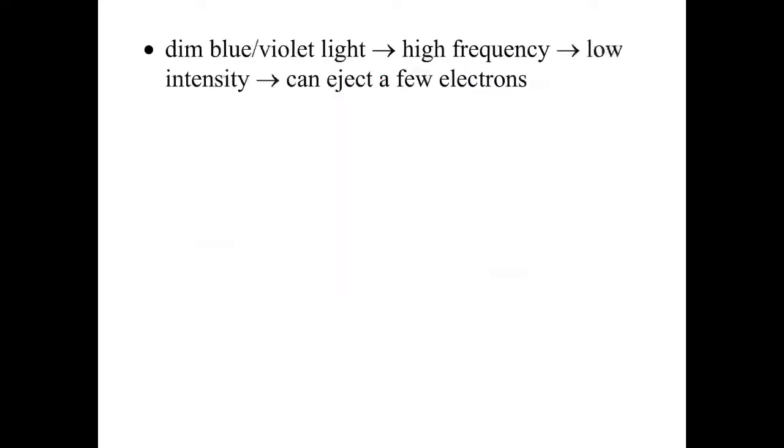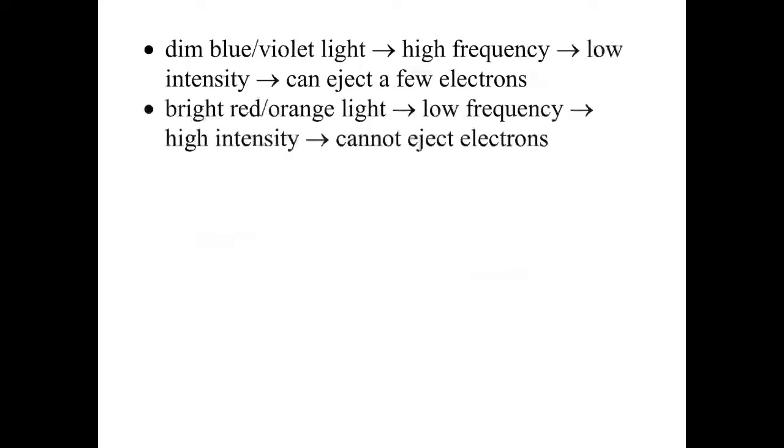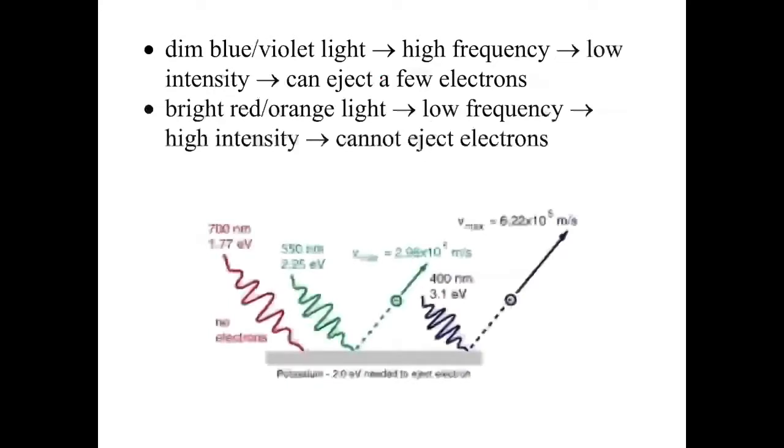So of course, dim violet light, since it has that really high frequency, it does have a lower intensity. It can eject fewer electrons, but with a higher energy. And then bright red or orange light has a lower frequency, so it won't necessarily be able to eject electrons, okay? It depends on the metal that you have. So even though it has a higher intensity, sometimes it won't even eject electrons, right?